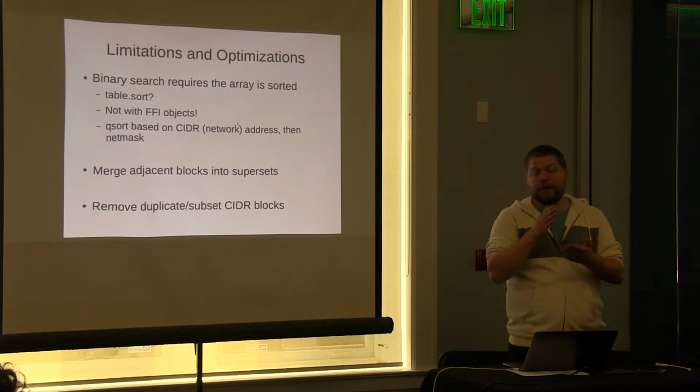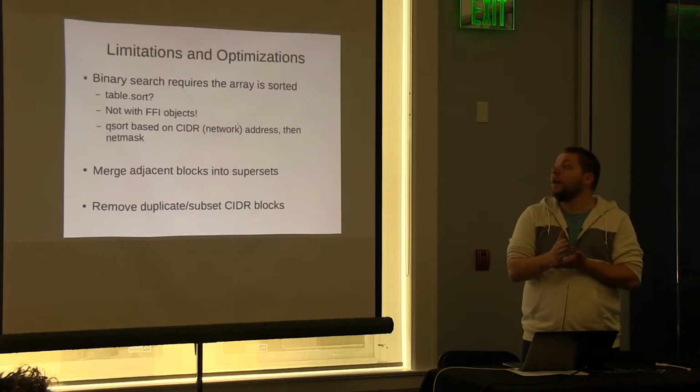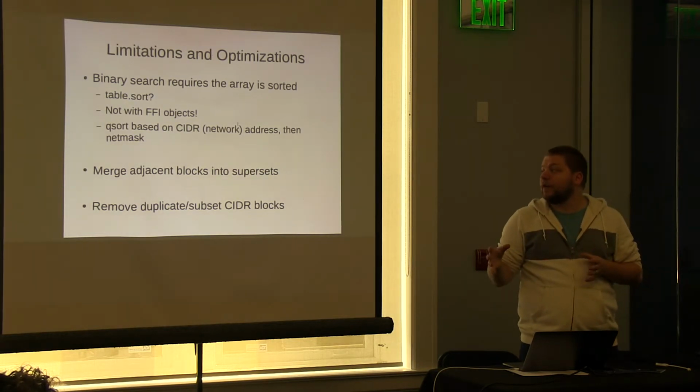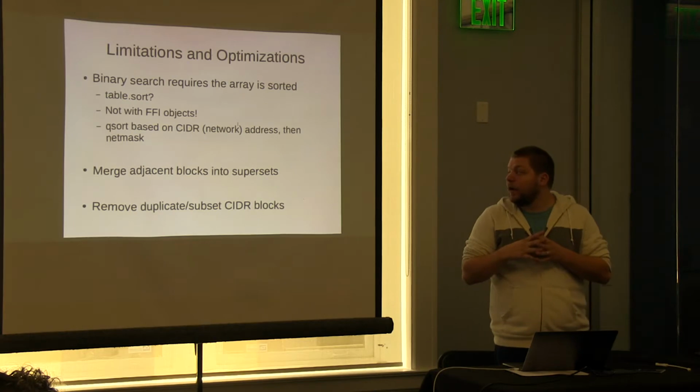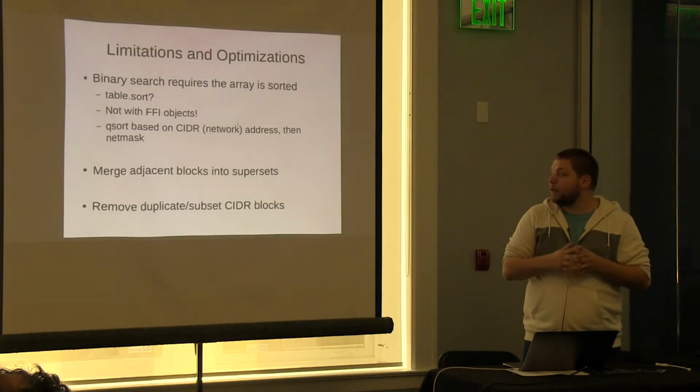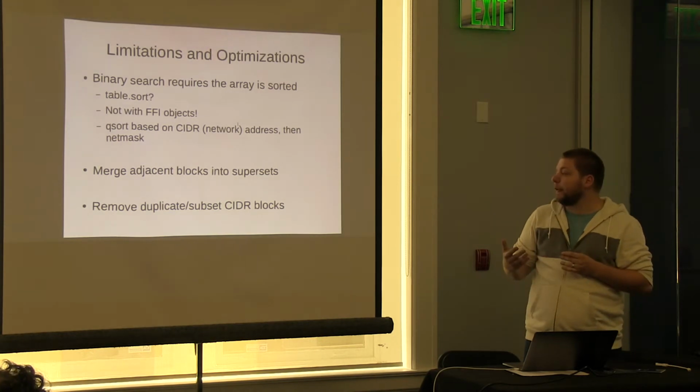And the reason that we sort by net mask as a secondary part is for some optimizations that we're going to get into in just a second that relate to merging down subset CIDRs into supersets to reduce our search space further.